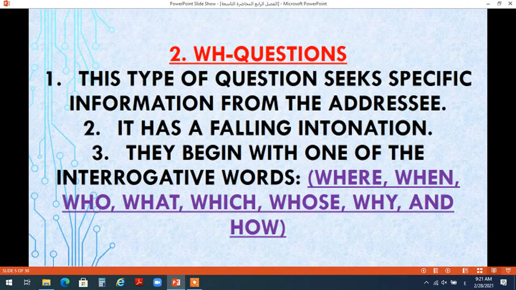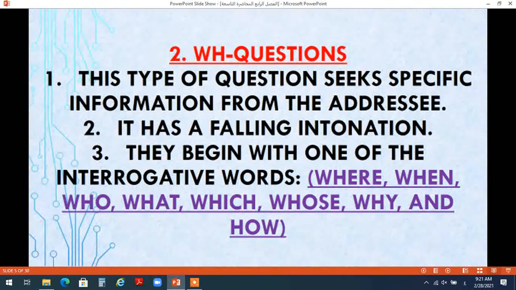The second difference is that WH questions have a falling intonation. So again, regarding the yes-no questions, we have already said that they have a rising intonation. This is not the case with WH questions, because WH questions usually start with ordinary tone or ordinary intonation. Then it will have some falling intonation. So this is the second difference between yes-no questions and WH questions.